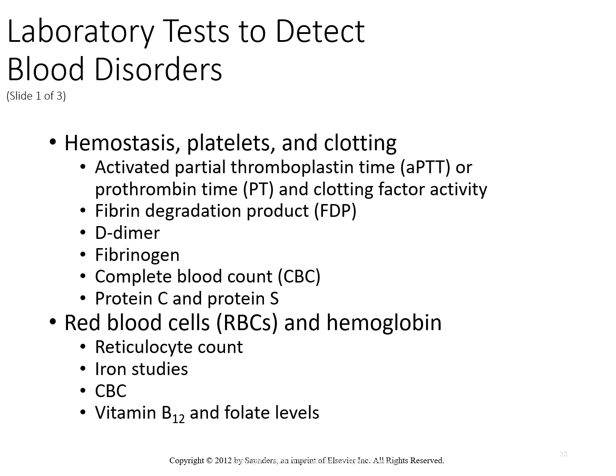You can also do fibrin degradation products, D-dimers, fibrinogen, CBC, which is a complete blood count, and a protein C and protein S. For red blood cell and hemoglobin blood disorders, we can look at the reticulocyte count. Remember, those are kind of the teenagers of the red cells. They're not fully mature yet, but they're also not the baby cells. Iron studies, CBCs, and we can also check the vitamin B12 and folate levels.